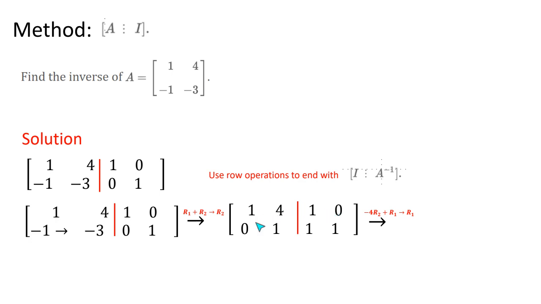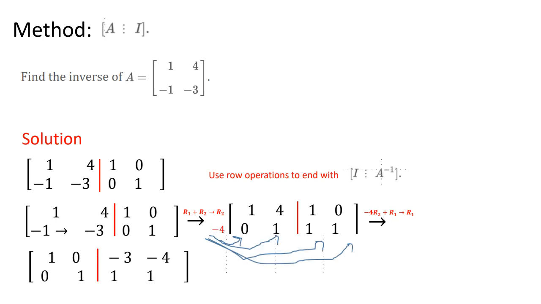Now the next step is to make this a 1. And we can see that it's already a 1, so that's a good thing. So now we want to make the top number a 0. In order to make it a 0, I'm going to multiply this whole second row by a negative 4, and then I'm going to add it to row 1. Okay, so this is what that's going to look like.